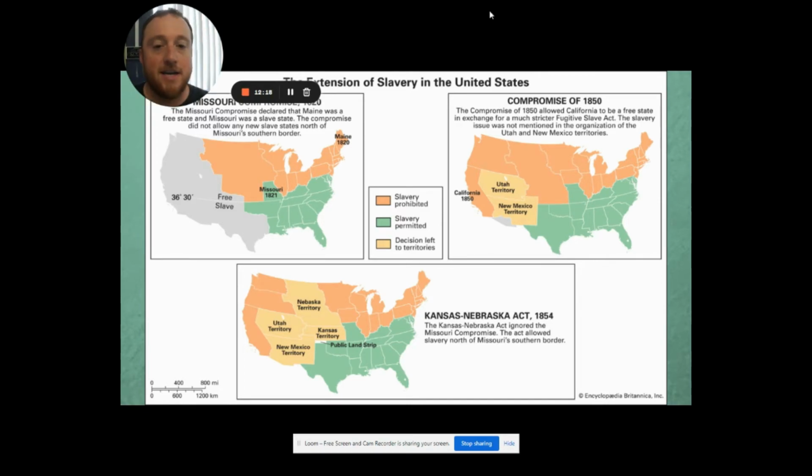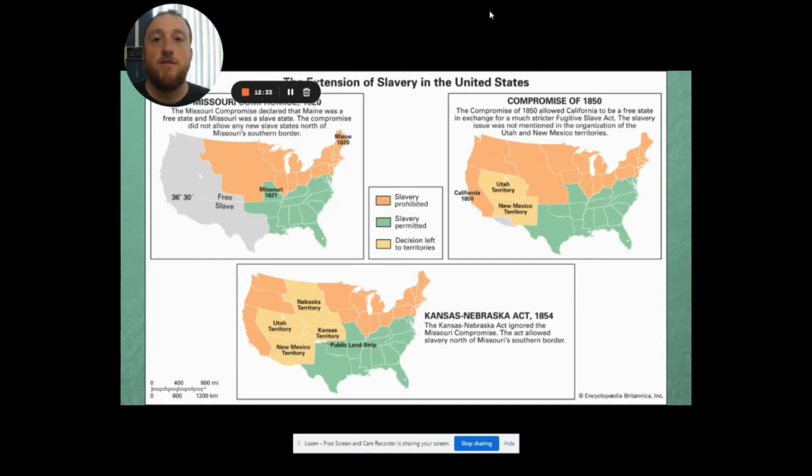So remember, with the Missouri Compromise, you had Missouri as a slave state, you had Maine as a free state that keeps the balance there, and then you create that 36°30' line that says anything above that line will be free, anything below that line will be a slave state, right? And you can kind of see it there.